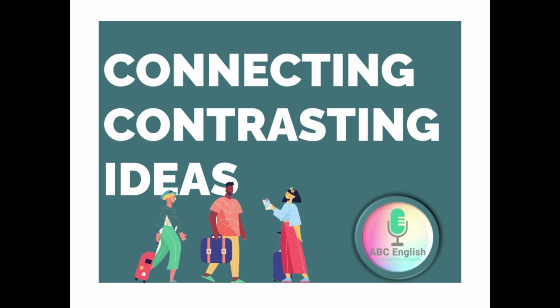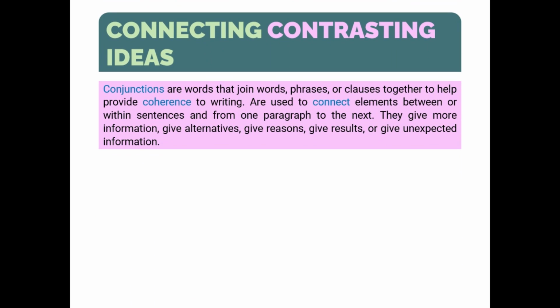Now we are going to start with the third topic from Unit 3, Connecting Contrasting Ideas. Conjunctions are words that join words, phrases, or clauses together to help provide coherence to writing. They can be used to connect elements between or within sentences and from one paragraph to the next. Conjunctions can be used to give more information, give alternatives, give reasons, give results, or give unexpected information. There are three basic types of conjunctions: coordinating conjunctions, subordinating conjunctions, and correlative conjunctions.